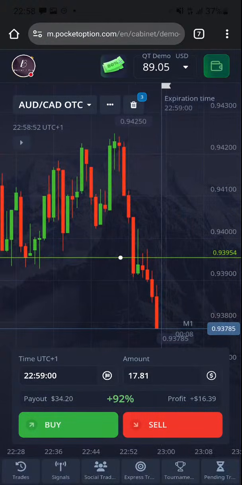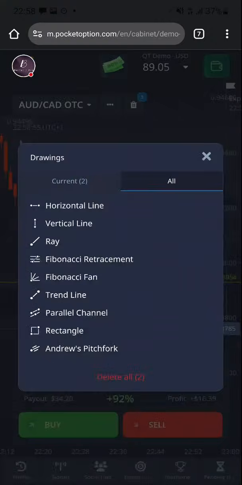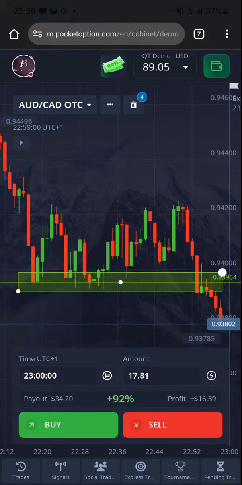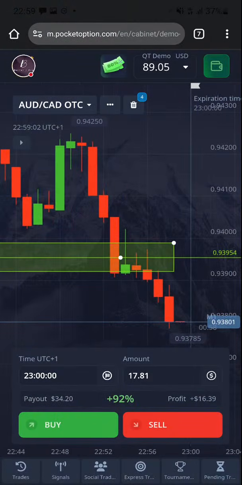Now we have an opportunity here. This is a beautiful opportunity, guys. Now this strategy is called decision point strategy.